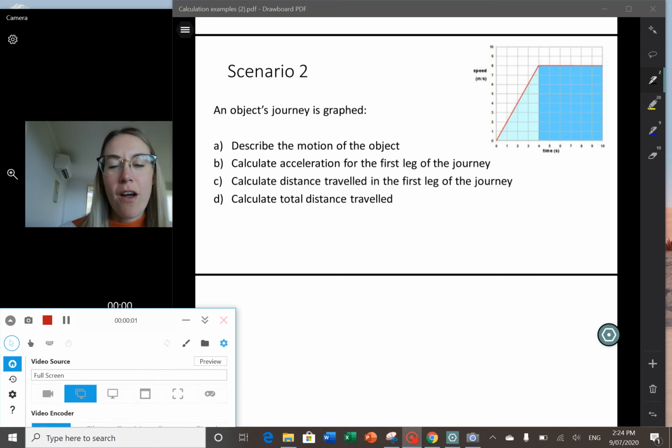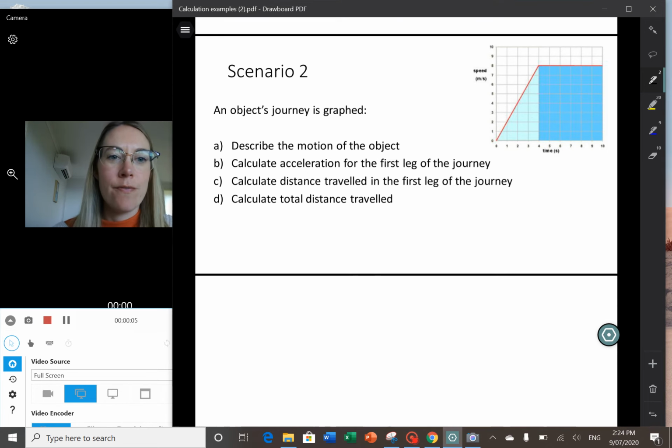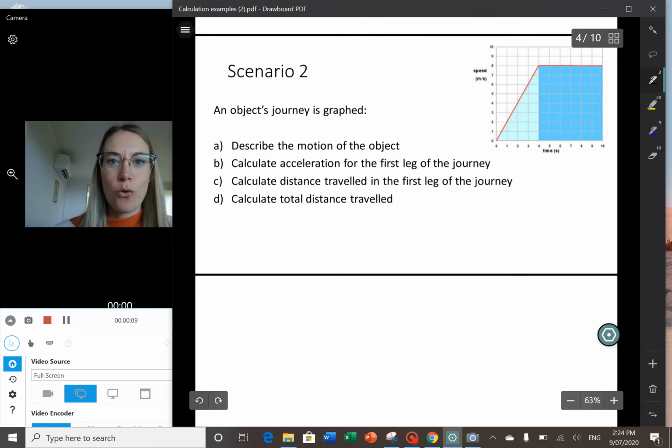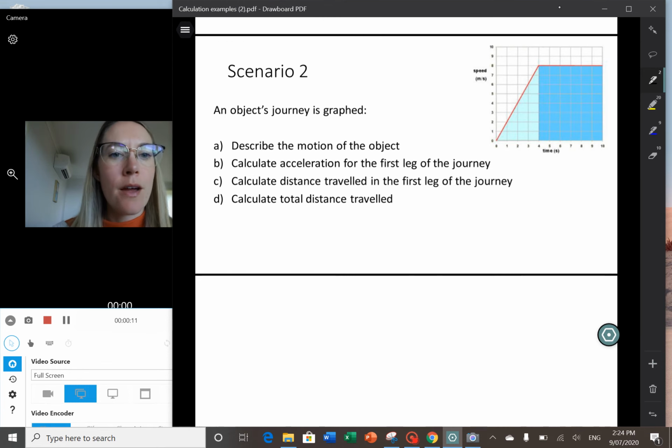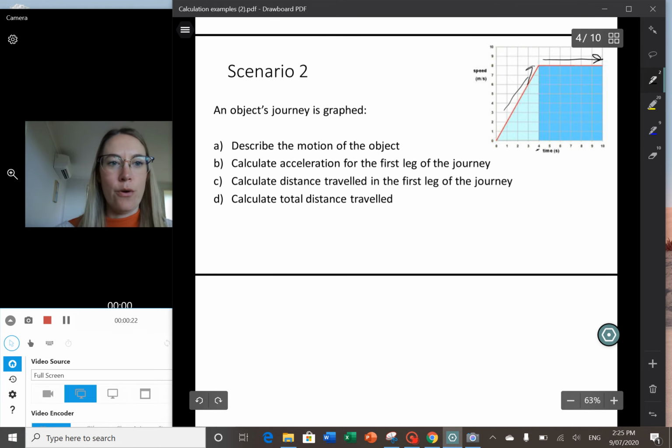In this video, I'll demonstrate how to interpret a speed-time graph. So we've got our speed-time graph in the top right-hand corner here. We can see that we have got an increase in speed for a period of time, 4 seconds, and then our speed plateaus. It stays constant.